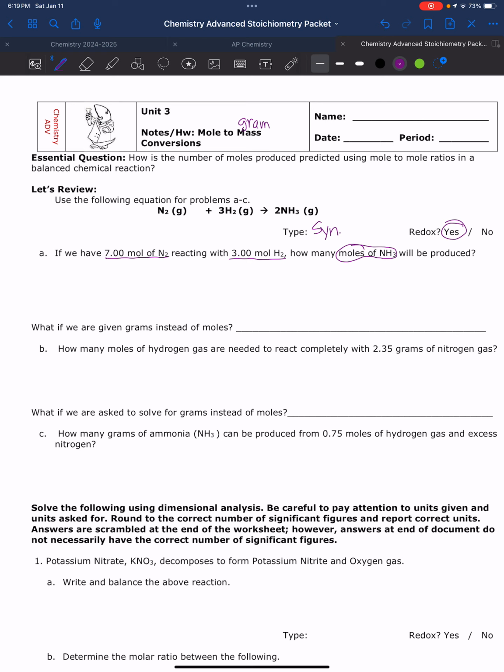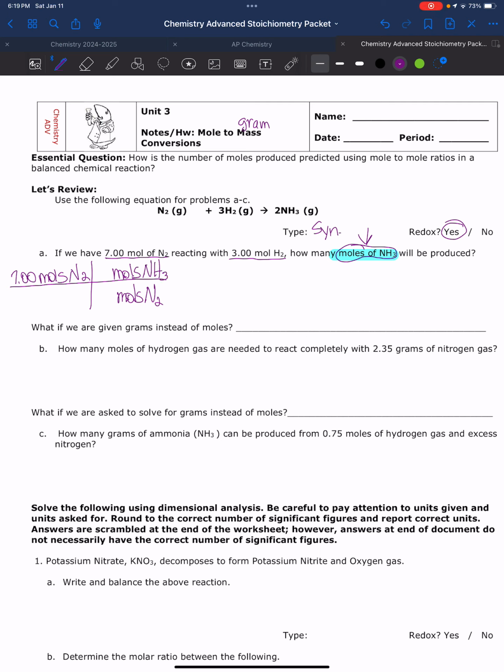So I'm given moles and I'm asked to find moles, which means we're going to do the kind of problem that we just worked together a minute ago. And because I have 2 starting numbers, I have to work 2 problems. So we have 7 moles of nitrogen. And I'm going to bring my moles of nitrogen diagonally down. And I'm looking for moles of NH3. So that's my unknown.